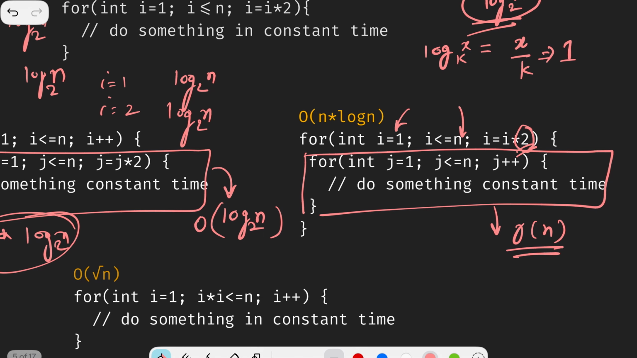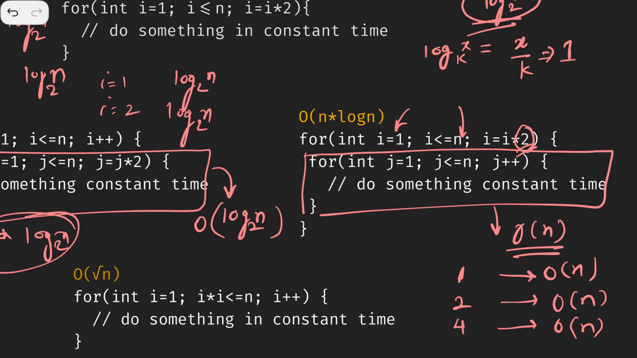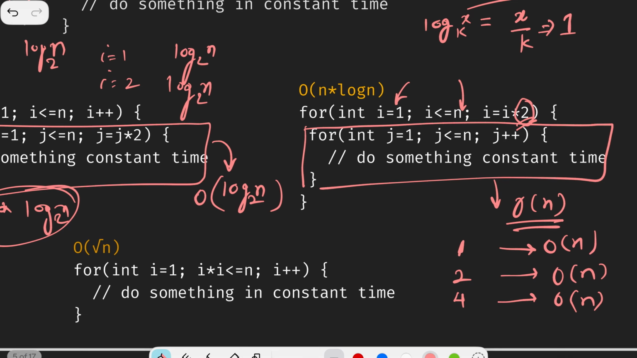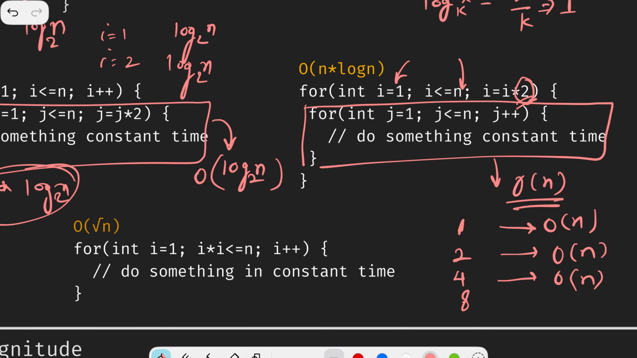So initially i will be 1. The inner loop will take O of n time. i will become 2. The inner loop will take O of n time. i will become 4 now and the inner loop is going to take O of n time. Why 4? See, i is getting multiplied by 2 always, so it will be 2 into 2, which is 4. Again i will become 8 and the inner loop will take O of n time.